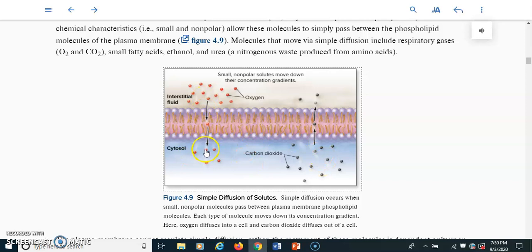So that's simple diffusion. We have these molecules that are moving through the phospholipid bilayer without any help, and they're diffusing, which means they're going from an area of high concentration to low concentration.